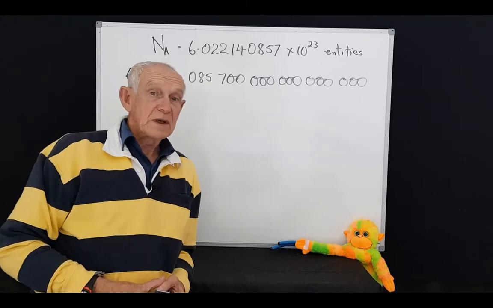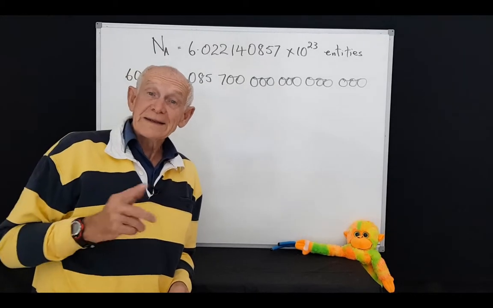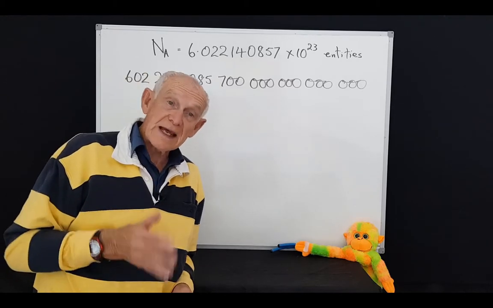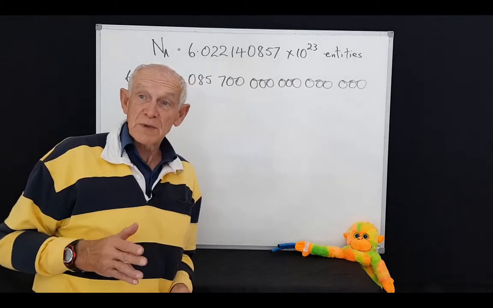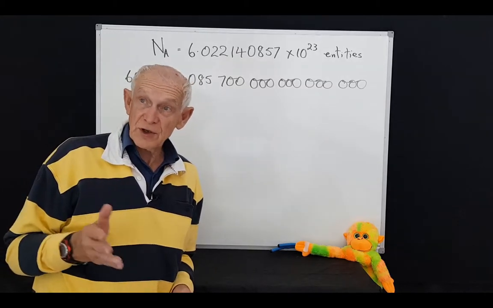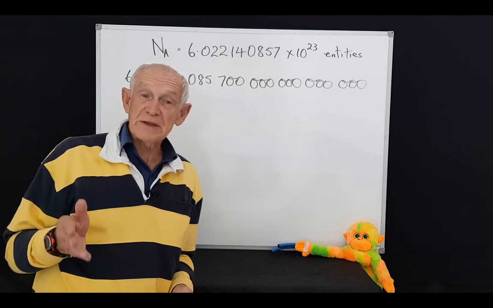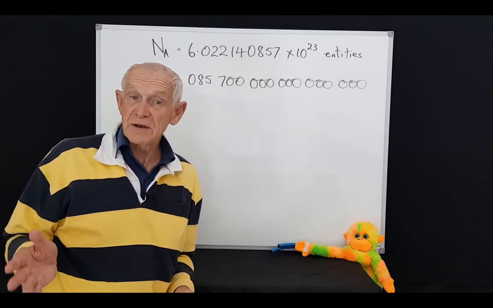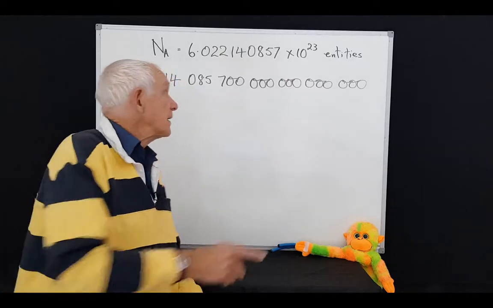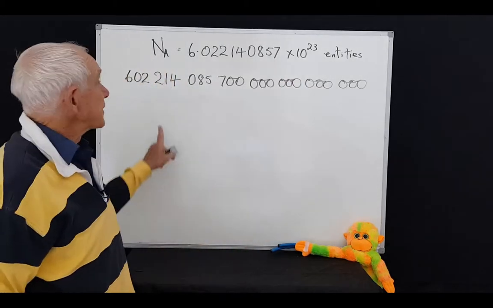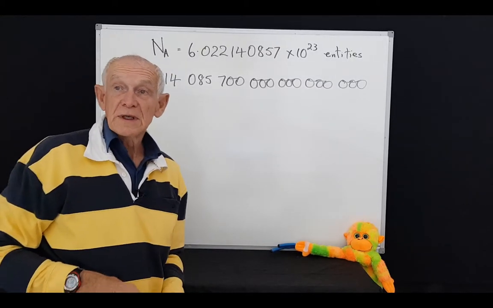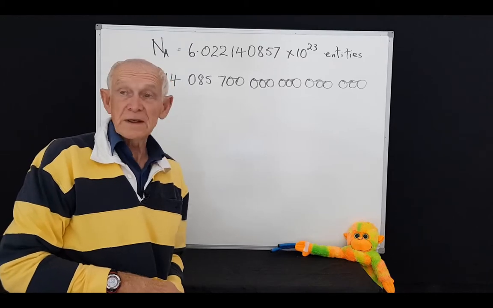Okay, well, as you know, the number of particles in 1 mole of any substance is the same number as in 1 mole of any other substance. It's called the Avogadro constant. It's 6.022140857 by 10 to the power 23. There it is, and there it is written out in full. Huge, huge number.